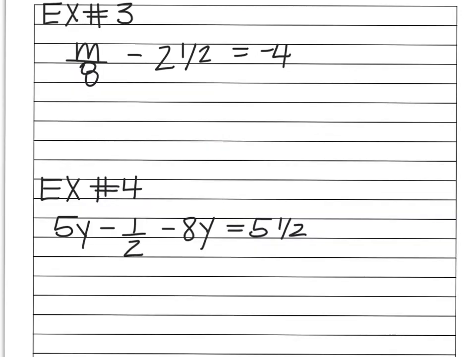Example number 3, we have m over 8 minus 2.5 equals 4. So with this one, I want to go ahead and get rid of that 2.5 and make it an improper fraction. So I'm still going to have m over 8 minus 2 times 2 is 4 plus 1 is 5 over my denominator of 2 equaling 4. So I'm going to show you another shortcut. Whenever you have variables or numbers on the bottom, and you want to get rid of those denominators, you can multiply by something that all 3 of them can go into.